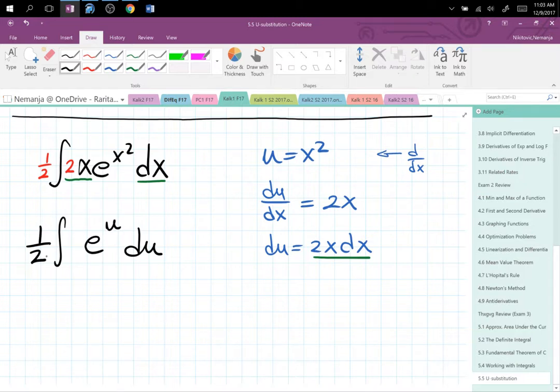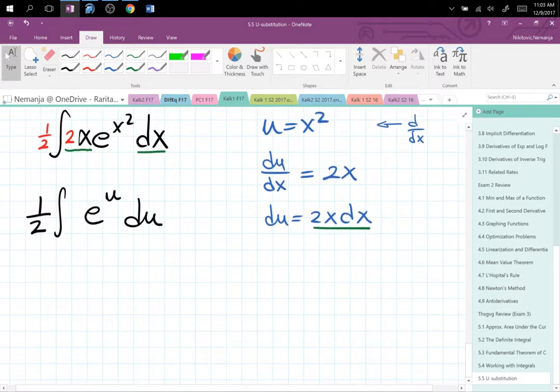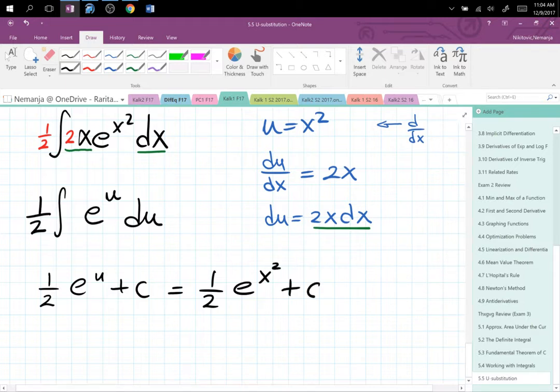Yeah, this is multiplied by 1 because I need the 2. So you can move 2 to the other side. Yeah, there are a lot of ways. So now the integral of e to the u is e to the u plus c. I don't care about u, I care about the x, so there we go. Done.